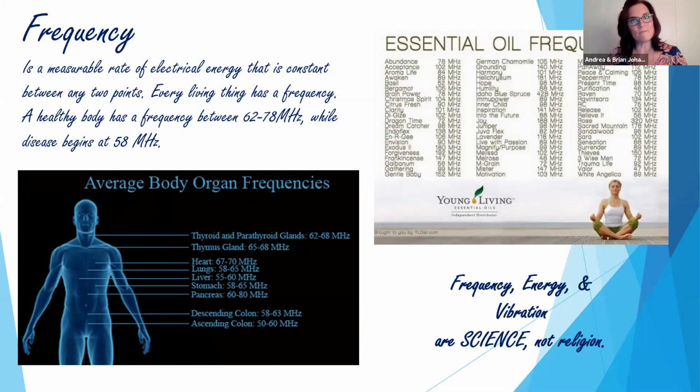I learned something new in preparing for this webinar. I always thought that rose had the highest frequency available in our essential oils, but I learned that Idaho blue spruce has an even greater frequency than rose, because rose is about 320 and Idaho blue spruce is tested somewhere between 428 and 500. And guess what? Northern Lights black spruce is even greater than 500.